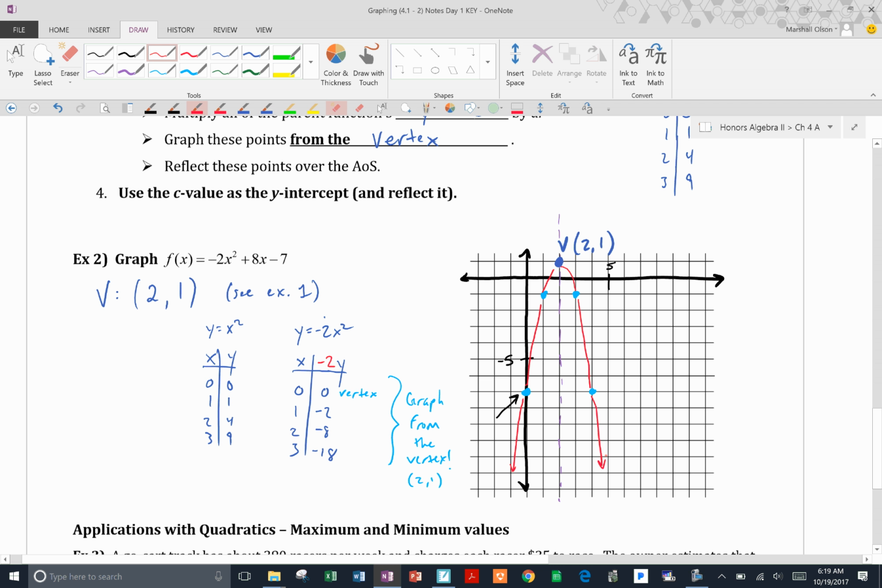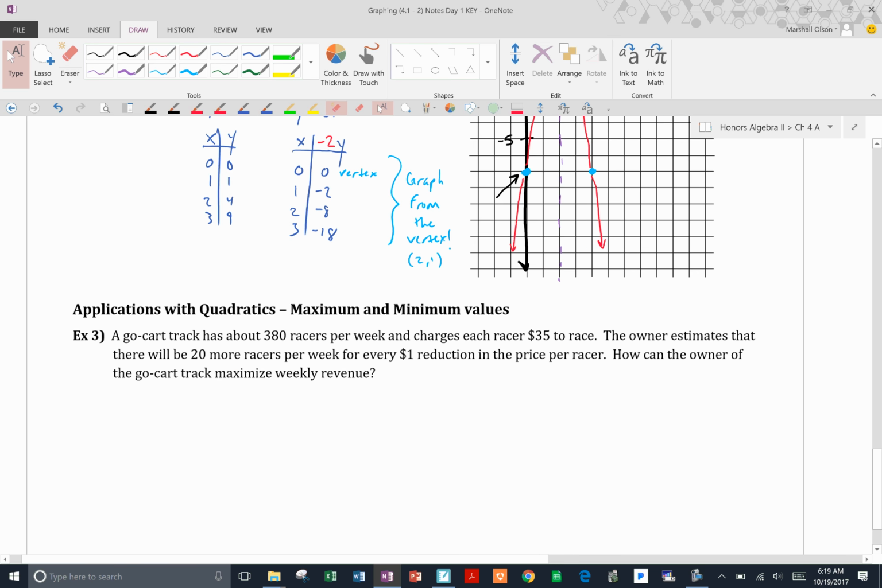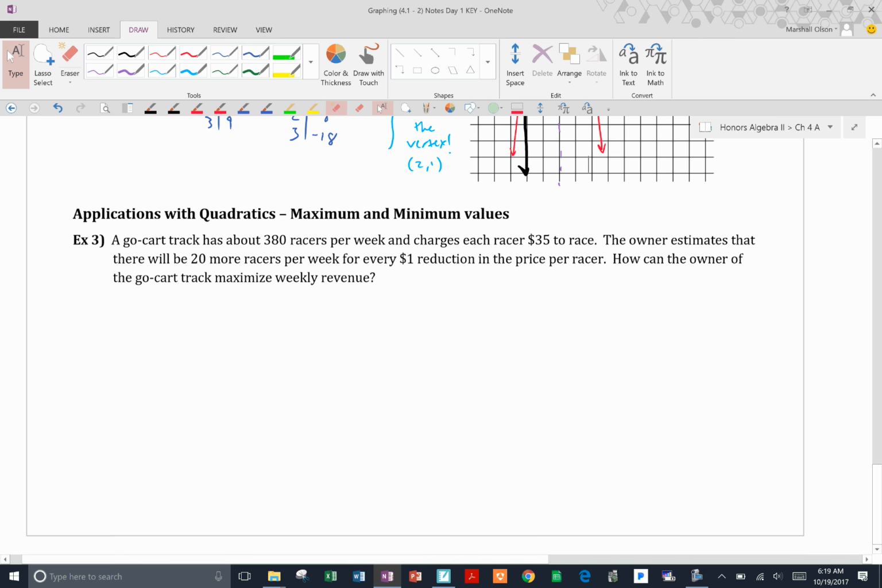So now let's focus on the idea that a parabola has a maximum or minimum value. That's not something that we could ever have done with linear functions. So this is kind of an interesting concept. This next problem has to do with revenue. All right, so as you read through this, we've got a number of racers at a racetrack every week, and the owner of the racetrack is charging $35 per racer to race.